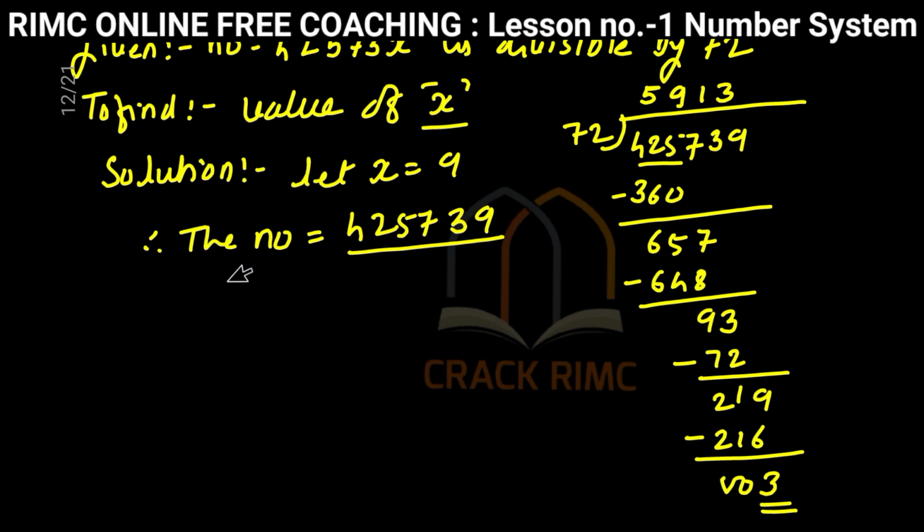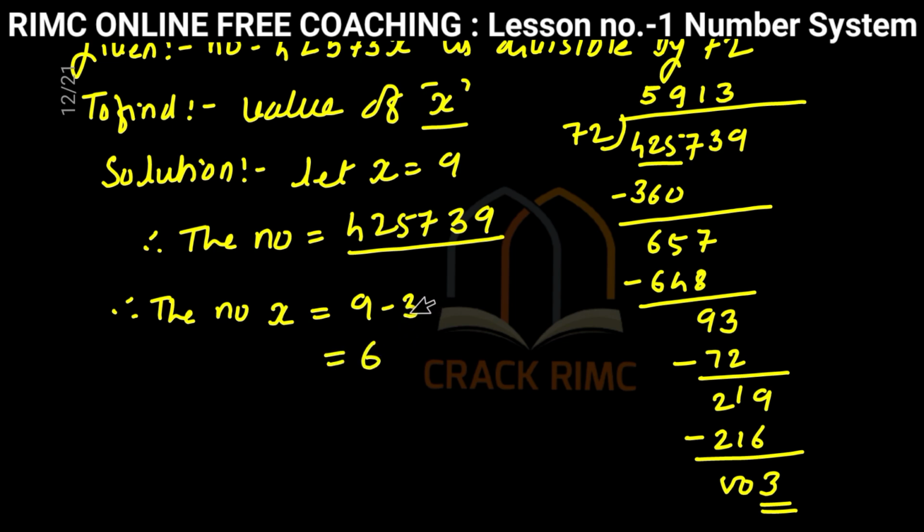Now what do we have to do? We have to find the value of x so that it is completely divisible by 72. So what did we put as the value of x? We have considered the value of x as 9. Therefore, x is equal to 9 minus 3 is equal to 6.